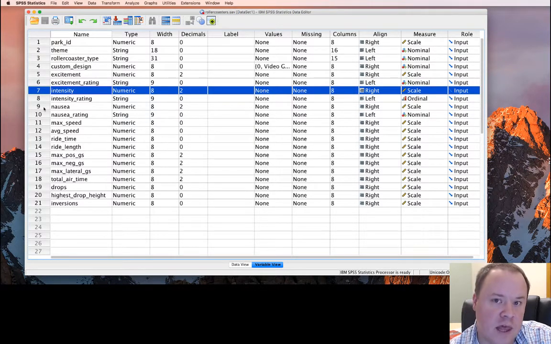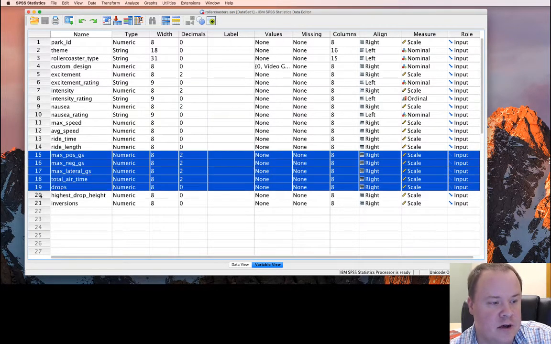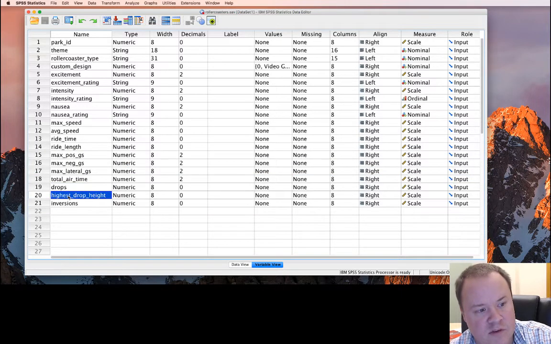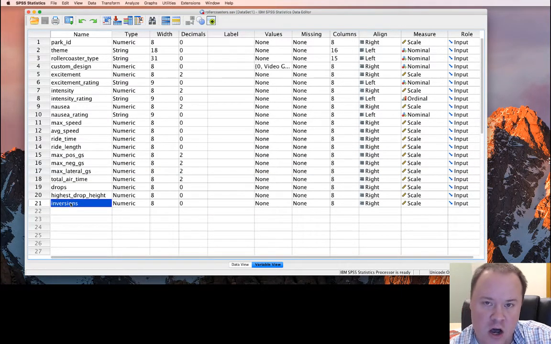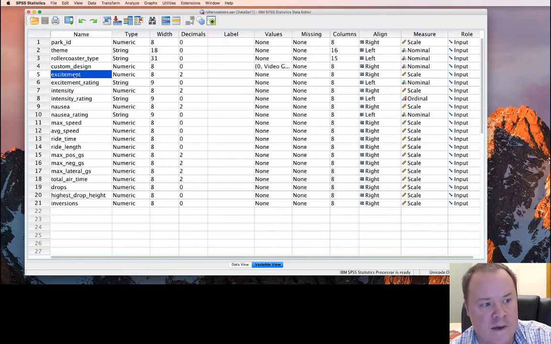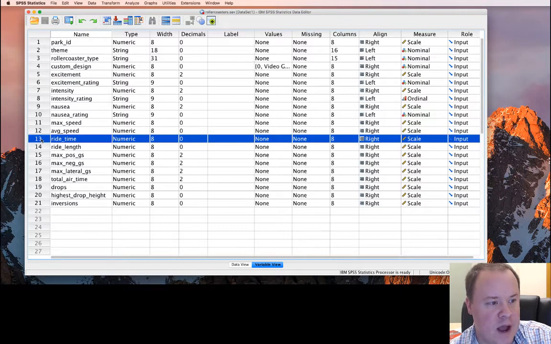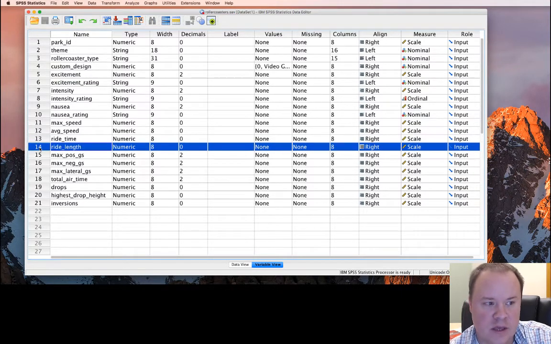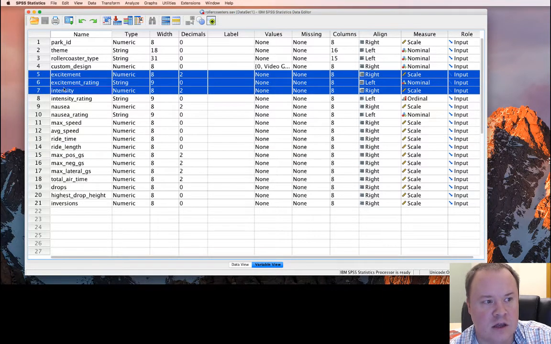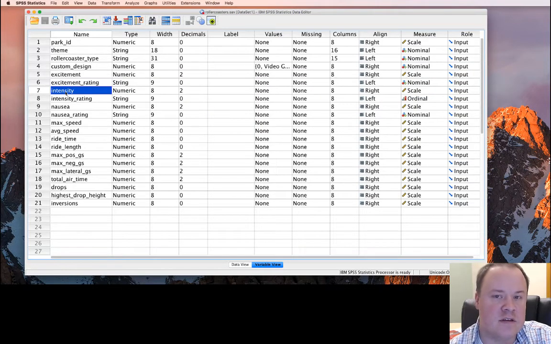But there are other things that could relate to intensity and excitement that are in this data set, especially these last ones here: the max positive Gs, the max negative Gs, the max lateral Gs, total air time, number of drops, highest drop height, and inversions all probably also relate to ratings about intensity and excitement of the ride. Whereas things like ride time or ride length probably don't have much influence on excitement and intensity. And we could look at those things later, but for us, I asked you just to look at one variable and think about how to answer your research question.